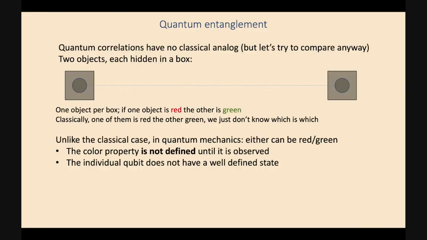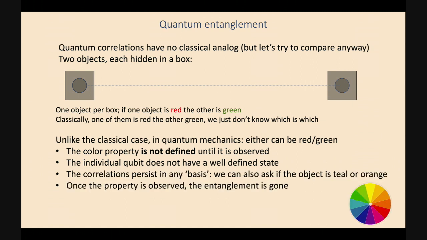Unlike this classical case, in quantum mechanics, either one can be red or green, so the property of the color is not determined beforehand. And it's actually not defined at all. So each object alone does not have a well-defined color until you go and you look. When you go and you look, that's when each object acquires a color and has a well-defined state.